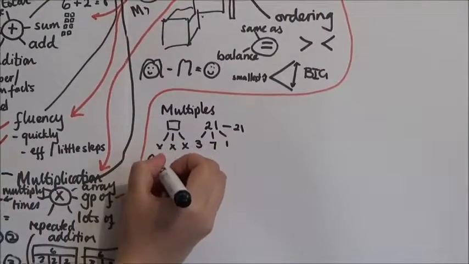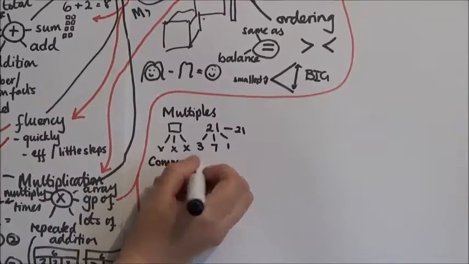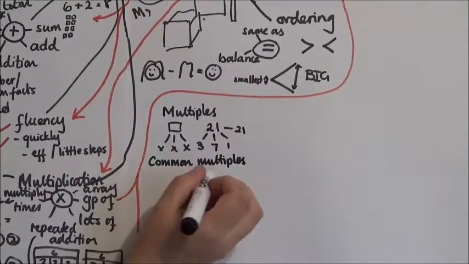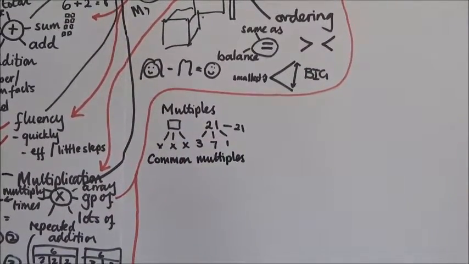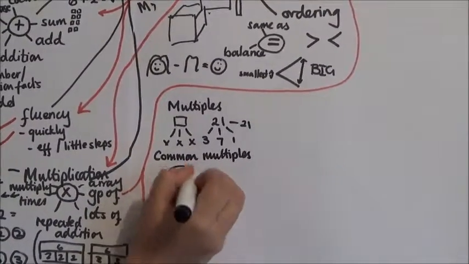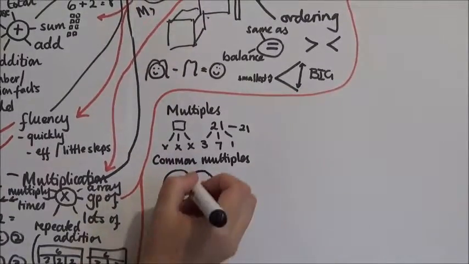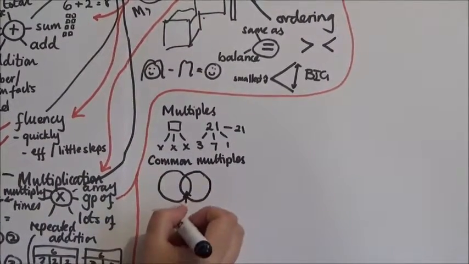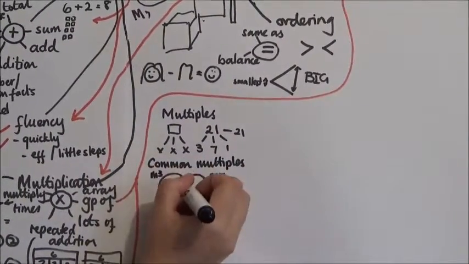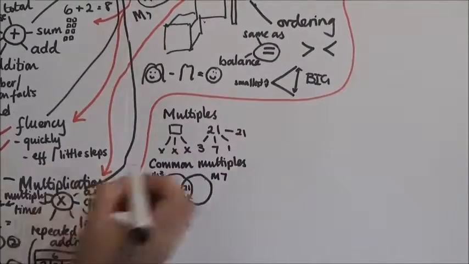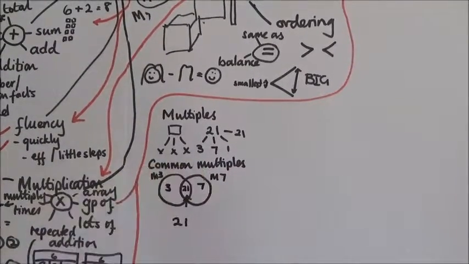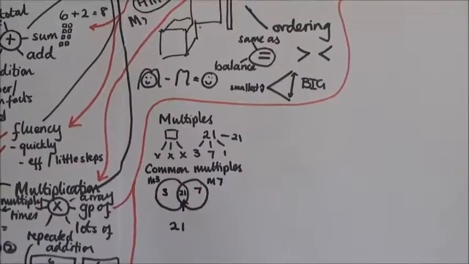We also talked about common multiples. And that's when a multiple of a number is shared with another number. We looked at Venn diagrams and we said that the common multiple would go in the middle. So if we had 21 and we were looking at multiples of 7 and multiples of 3, 21 is a common multiple, it's going in the middle. Whereas 3 is a multiple of 3 and 7 is a multiple of 7. They're not common, they don't share that particular multiple number.